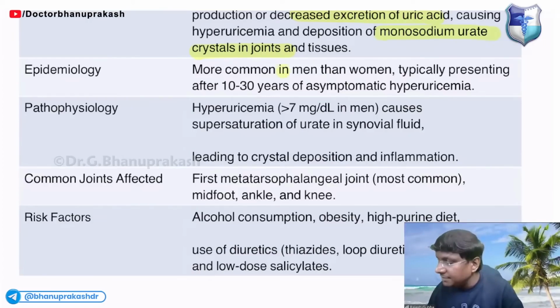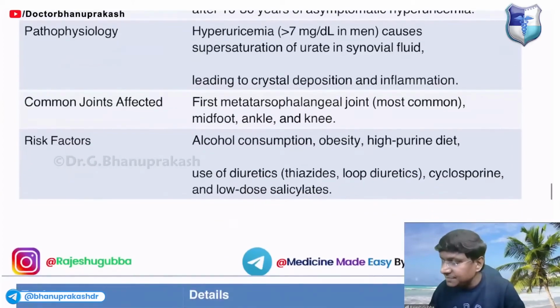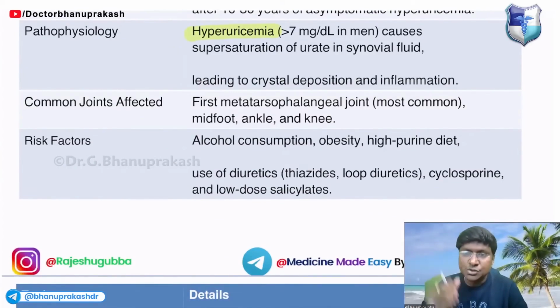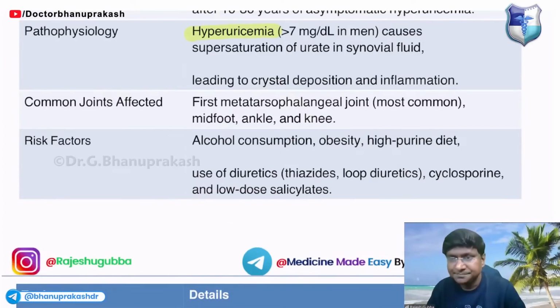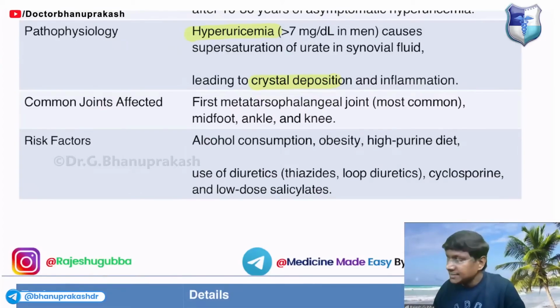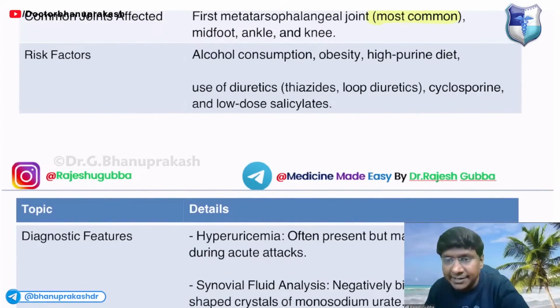It is more common in men rather than women, right? And pathophysiology: the hyperuricemia, the increased uric acid, will go and accumulate within the joints. There will be supersaturation of the synovial fluid with urate, and that urate is converted into crystals, monosodium urate, negatively birefringent, needle-shaped crystals. The first joint affected is the MTP, followed by midfoot, ankle and knee.